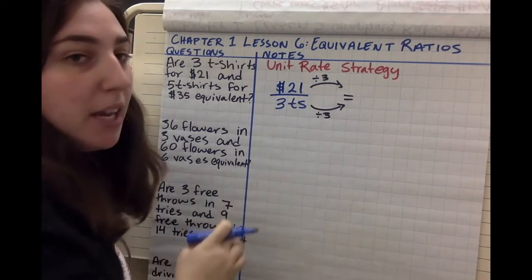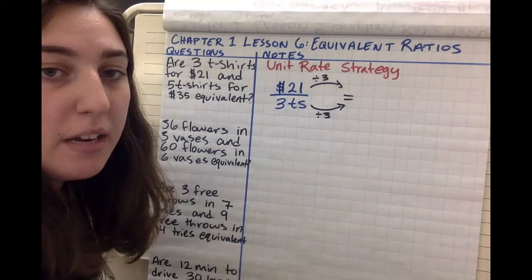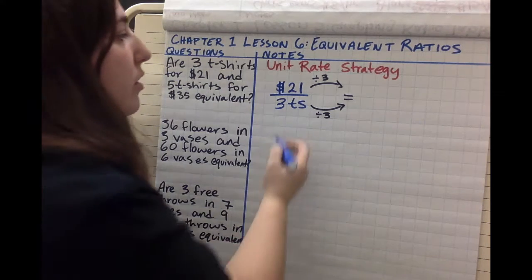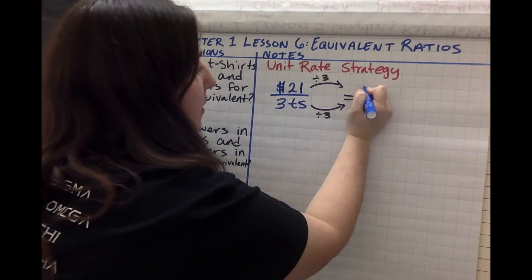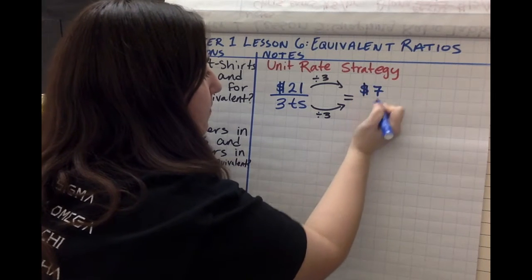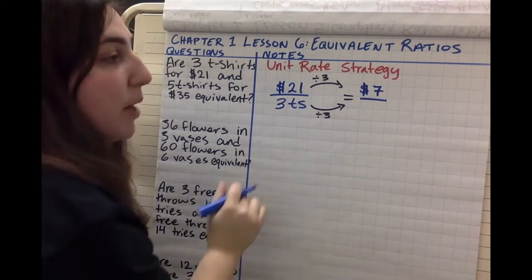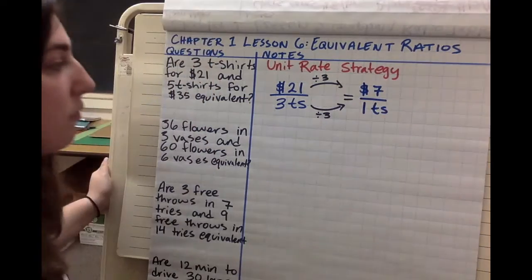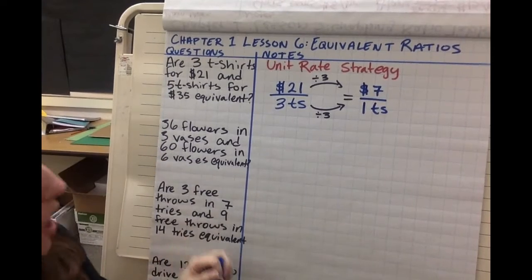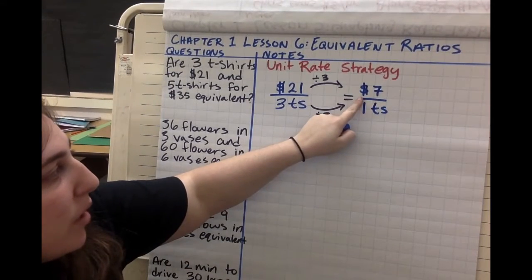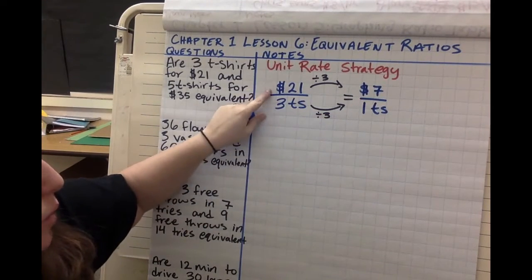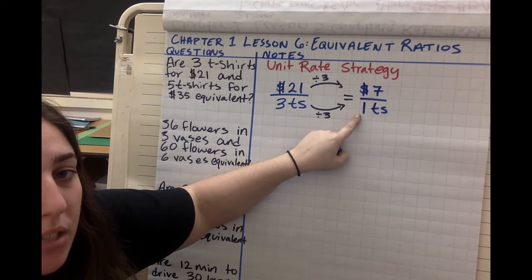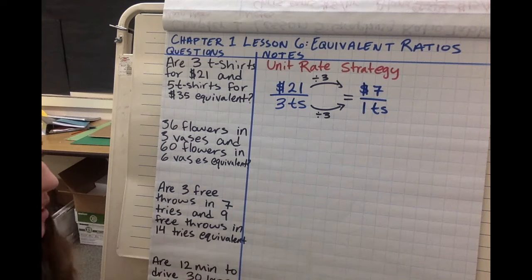And 21 divided by 3, again, you can do this in your head, or you can use a calculator. Okay, in this chapter, we can use calculators. 21 divided by 3 is $7. And 3 divided by 3 is 1. So 1 t-shirt. Okay, so now we have our unit rate. We know that $21 for 3 t-shirts is the same as $7 for 1 t-shirt. Okay, so for 1 t-shirt you pay $7.